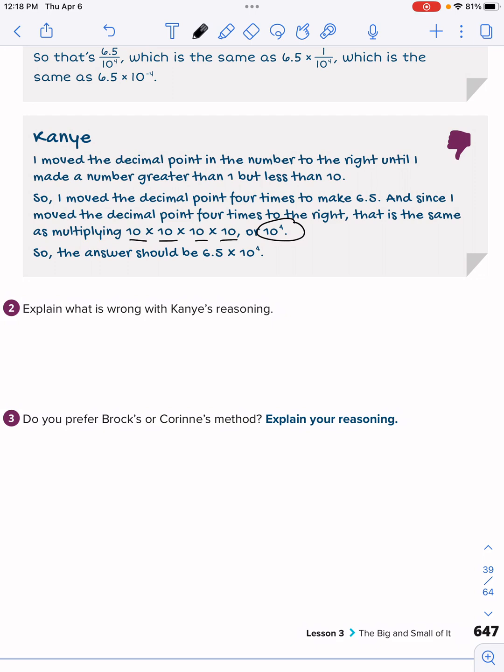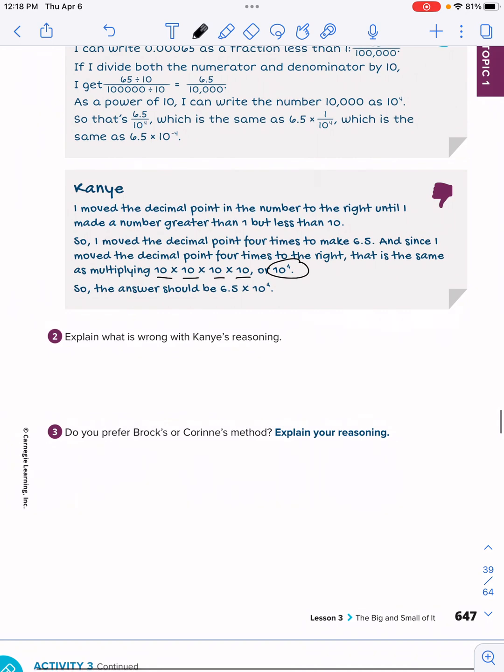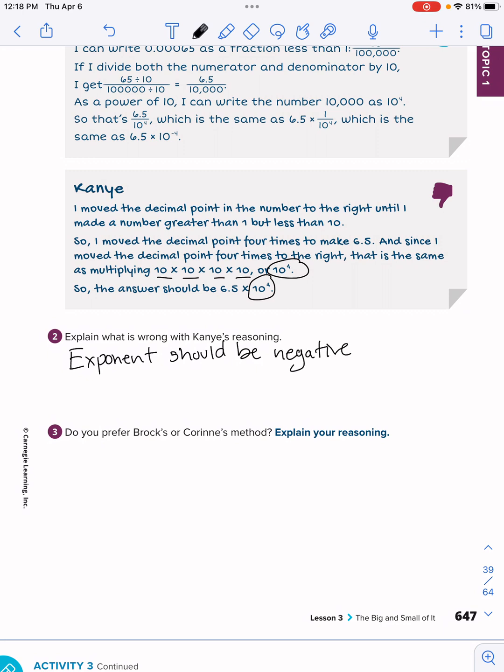Okay. Number 2. Explain what is wrong with Kanye's method. So notice the differences between this, and we're looking right over here. Kanye's exponent, right? There is a 4 involved, but the exponent should be negative. Right, because since we have a positive, that's actually a really big number rather than a really small number. So a positive exponent indicates a large number, whereas he works with a small number.